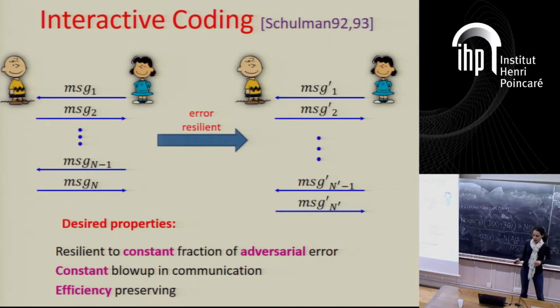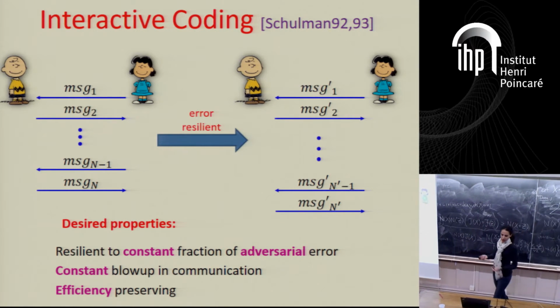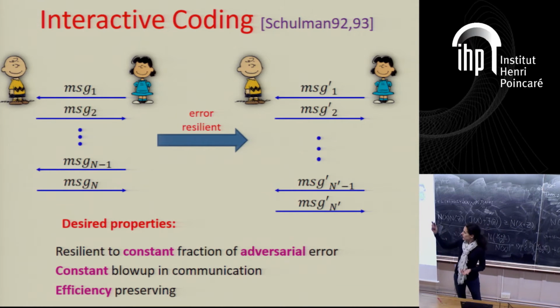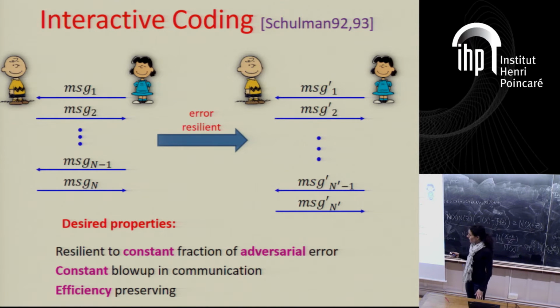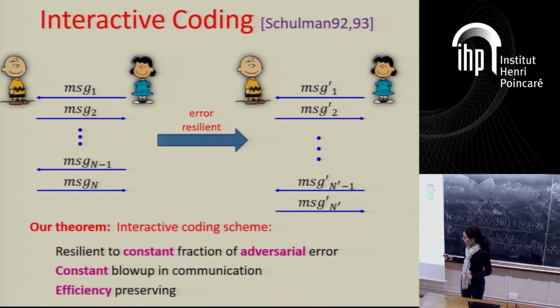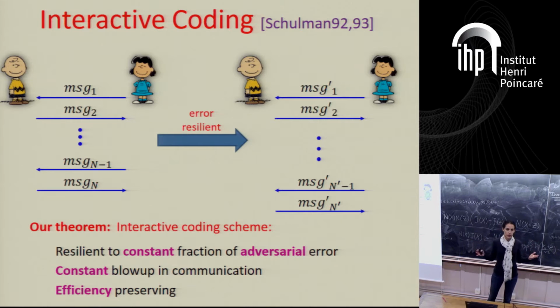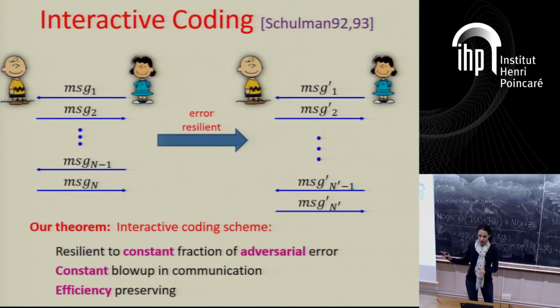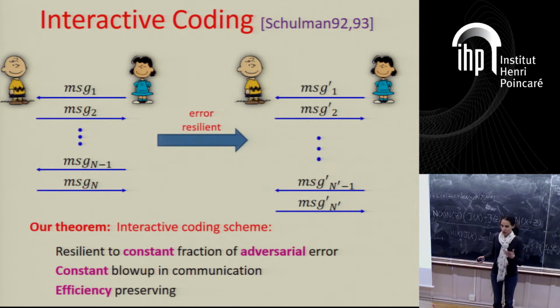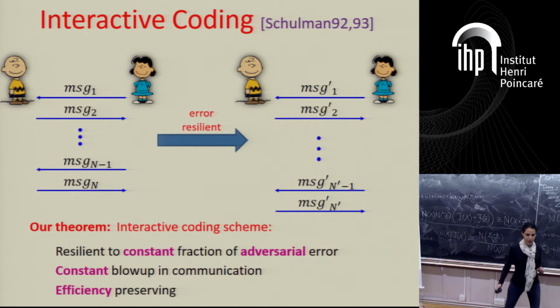This is the problem of interactive coding, which was proposed by Schulman in 92 and 93. And this is what we're going to show: a good interactive coding scheme, the analog of a good error correcting code. Questions before I show related work and go into the actual scheme? No. Okay.